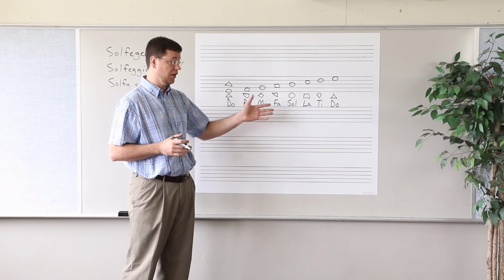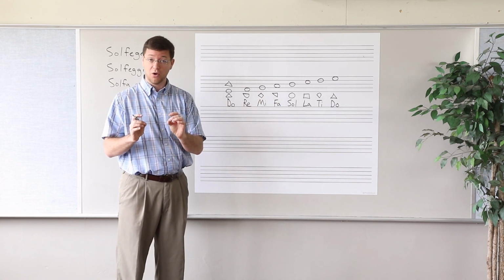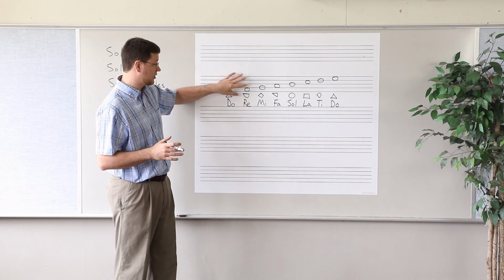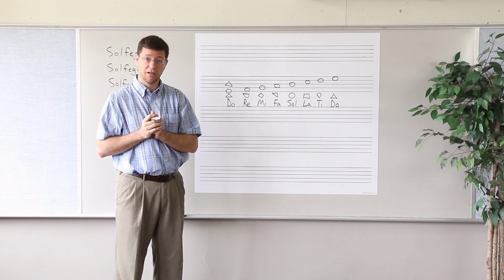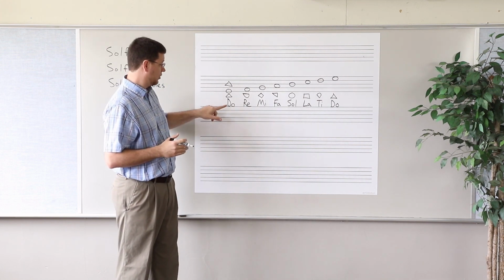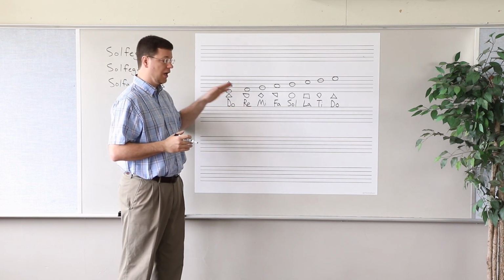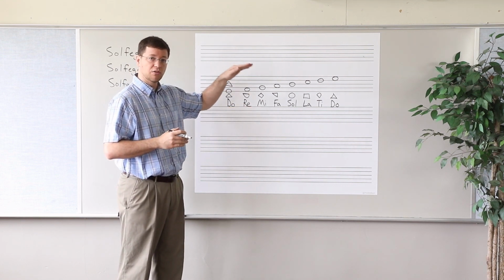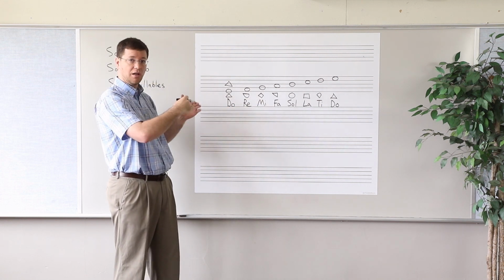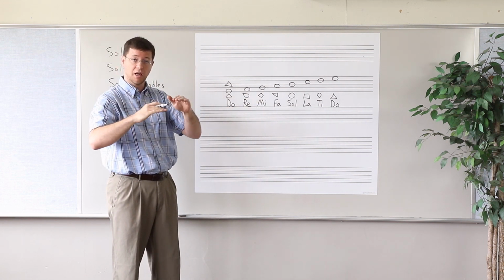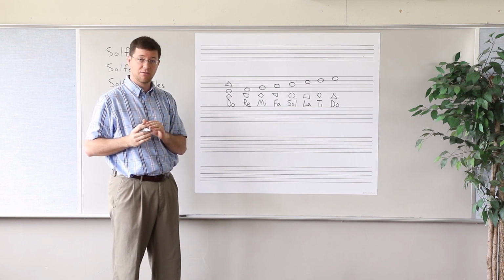So the point here is that once you know where do is on a staff, then you can put your solfege thinking cap on and sing do, re, mi as you go up to the next line or space, or mi, re, do, etc. as you go down to the next line or space on a staff.